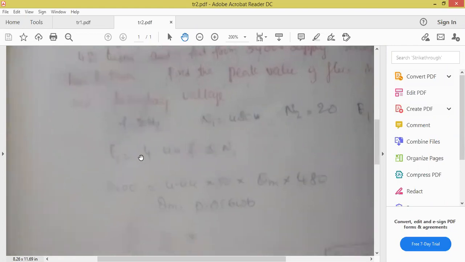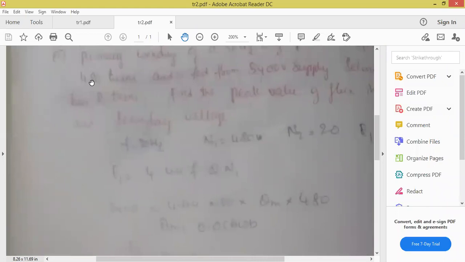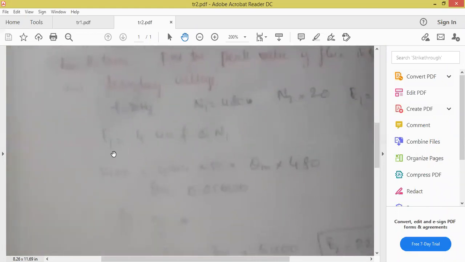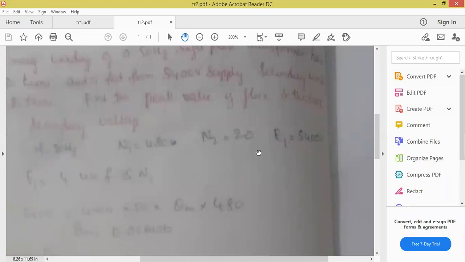So first write the basic formula. In this problem, they have given primary turns and secondary turns. You can use this formula also: E2 is equal to 4.44 f phi m N2. Any formula works. I am using E1 is equal to 4.44 f phi m N1. Substitute the value, E1 is 5400. Now you tell me anyone, E1 is 5400. Tell me this one.